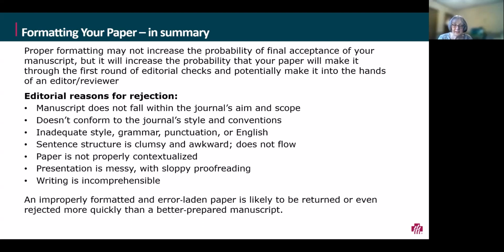So some of the main editorial reasons for rejection, and this is based on my experience of being an editorial specialist: the manuscript doesn't fall within the journal's aims and scopes. It doesn't conform to our style. It has poor style, grammar, punctuation, or English. Sentence structure is clumsy and awkward. It's not contextualized. It's messy with sloppy proofreading. That's where I can come in. And the writing is incomprehensible.